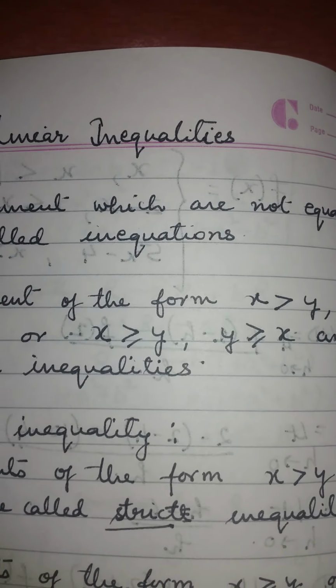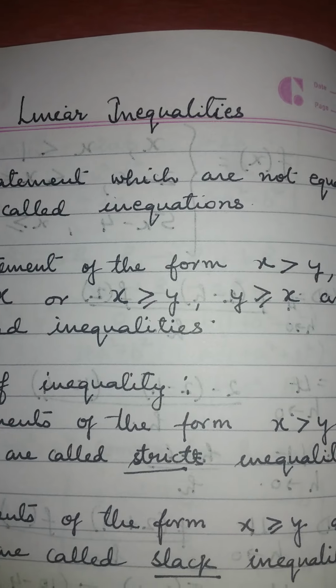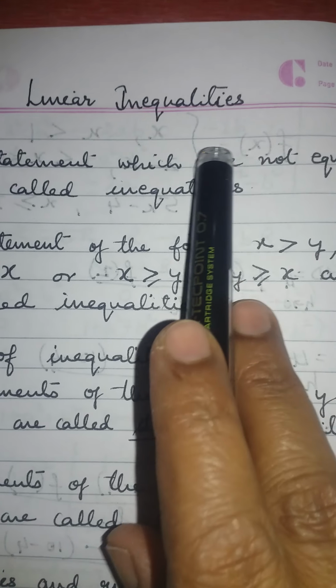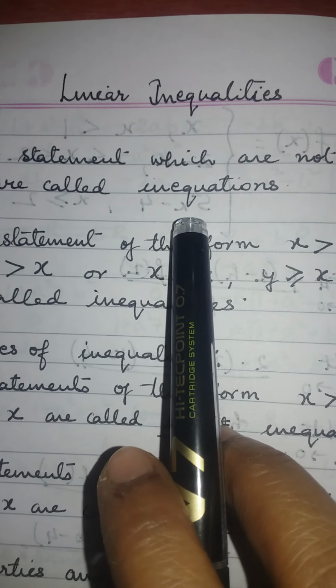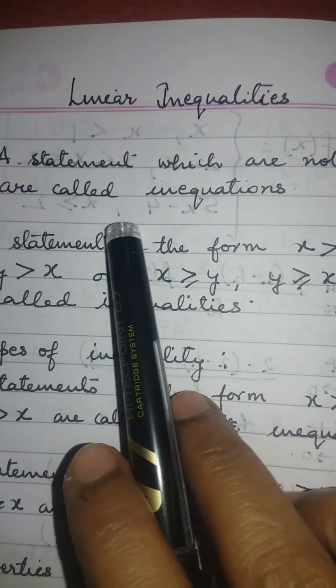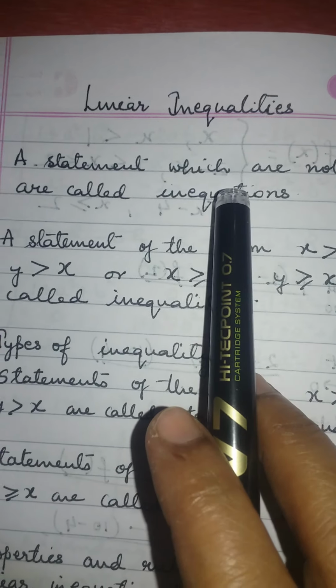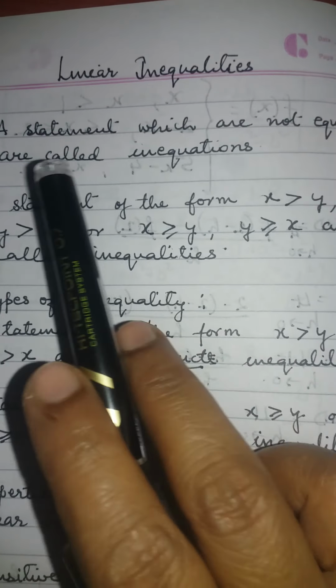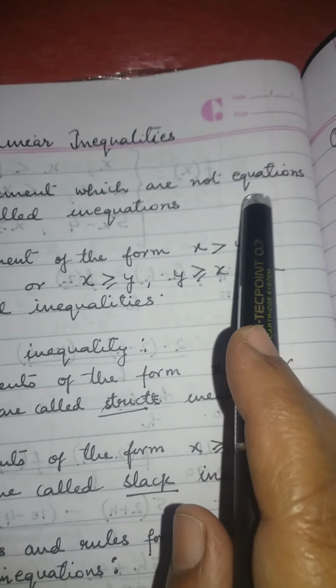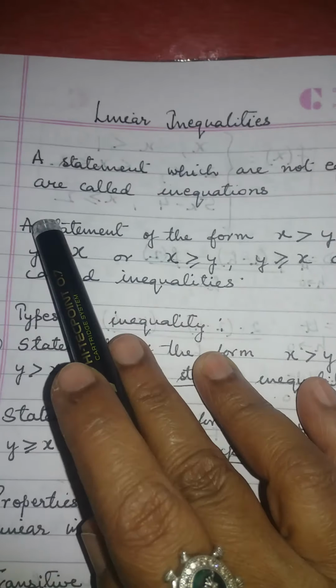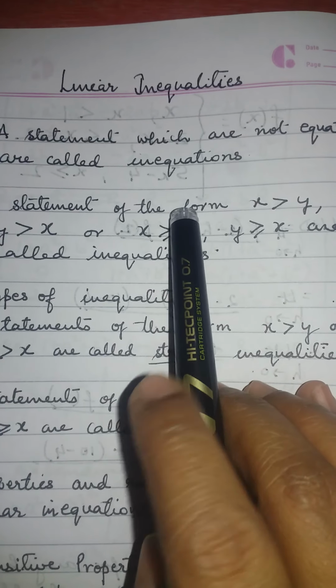Now students, today we will discuss chapter 6 of class 11th, that is linear inequalities. Everybody knows what linear equations are. Two algebraic expressions, when they are equated, are called equations. What are inequations? A statement which is not equated, meaning a statement which is not an equation, is called an inequation.